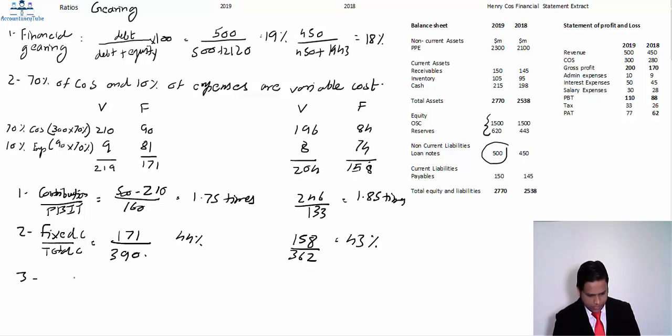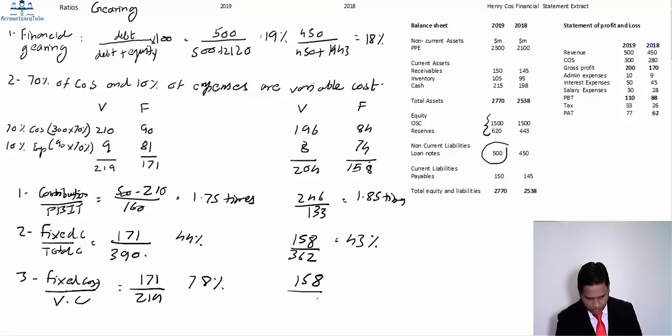The last formula for operational gearing was fixed cost over variable cost. Let's compute that also. The fixed cost we have already computed is 171 and the variable proportion is 219. Doing the same and applying 100%, we get 70%. Again, the fixed cost over variable cost, 204 was our variable cost, multiplying by 100 will get 77%.